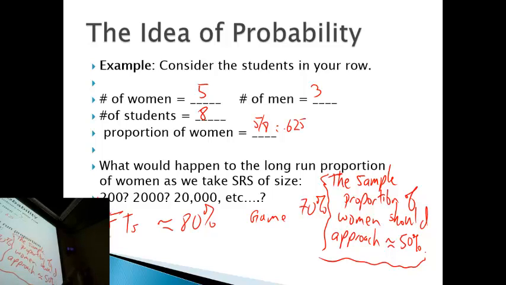Okay, and this is just my free throw percentage, 80% in the backyard, 70% when there's a referee and all that kind of stuff. But in general, the more free throws you take, the more people you sample, things should behave the way they're supposed to. So that's the gist there.